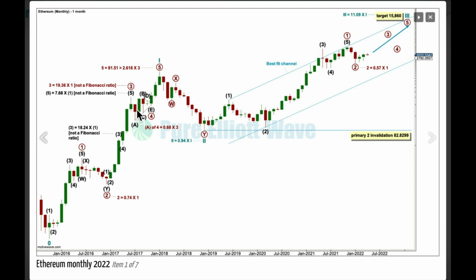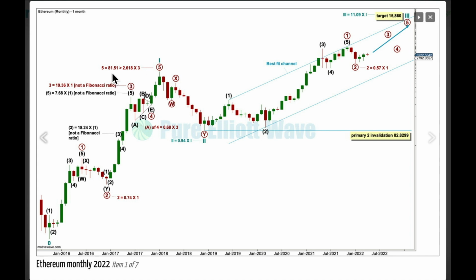Within cycle wave 1, primary 3 was 19.36 times the length of primary 1. That is not a Fibonacci ratio. I'm just noting how long primary 3 was in relation to primary wave 1. Primary wave 5 was $81.51 greater than 2.618 times the length of primary 3. This is a Fibonacci ratio.